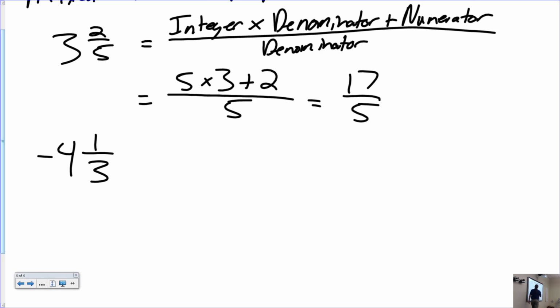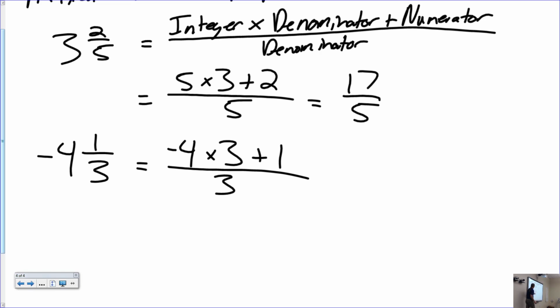So convert this number, negative 4 1/3, into an improper fraction, all right? Let's use the formula I gave you, right? What's my integer? Negative 4. I'm going to multiply by 3 plus 1, and then keep the denominator the same. Now, be careful. What's negative 4 times 3? Negative 12, right? Remember, we played around with negative numbers a little bit. What's negative 12 plus 1?